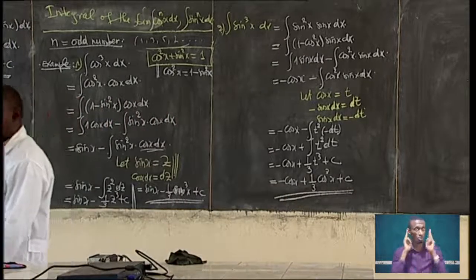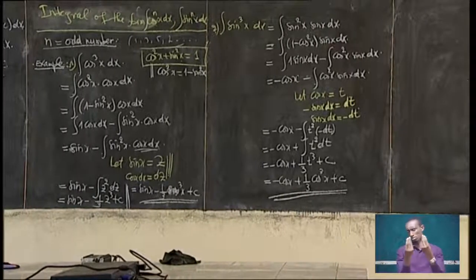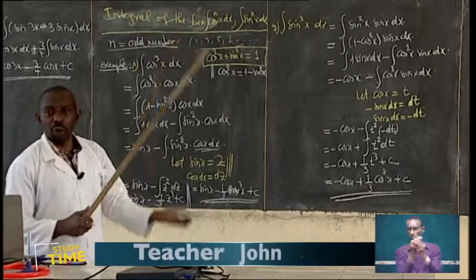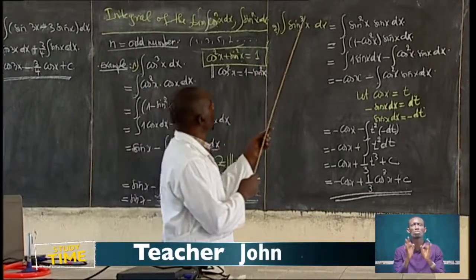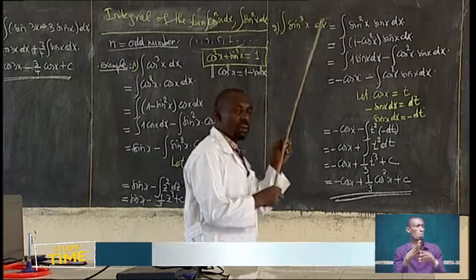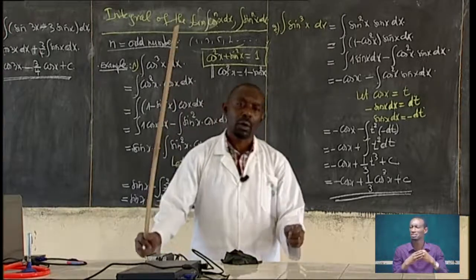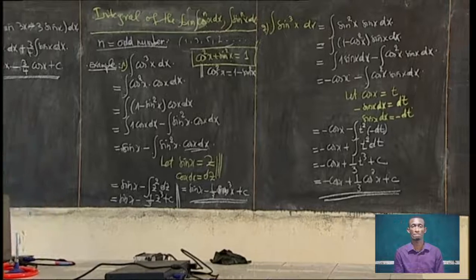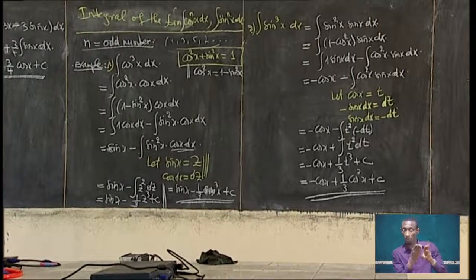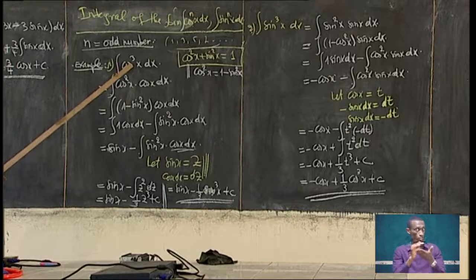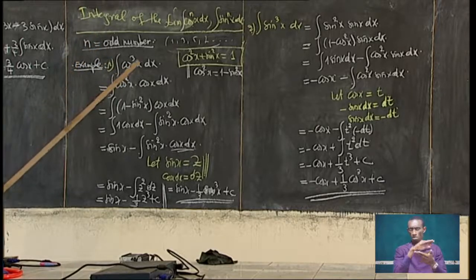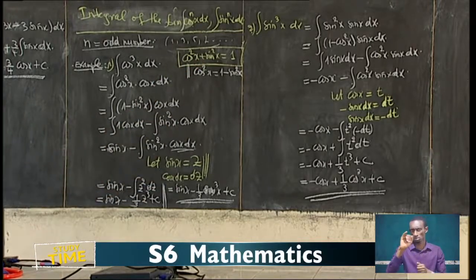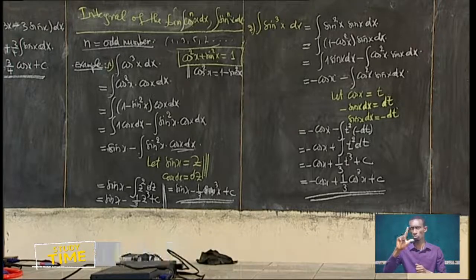I hope that is very simple. Even if you change it or you put 5, it will work. If you put 5 here, 7, 9, still the method work, right? Now, apart from that method of reducing the power by 1 and introducing this trigonometric identity, we can use the reduction formula.